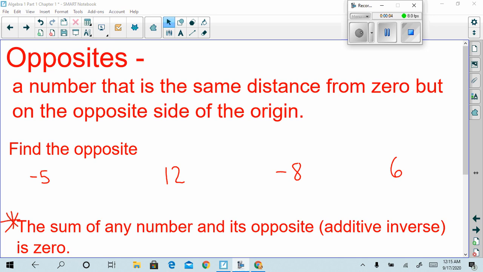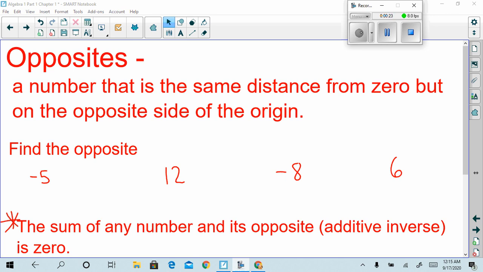Yesterday's lesson, we started our discussion of integers, positive and negative whole numbers, including 0. We then went into a little discussion about absolute value, which is a number's distance from 0. Today we're going to look at numbers and their opposites.